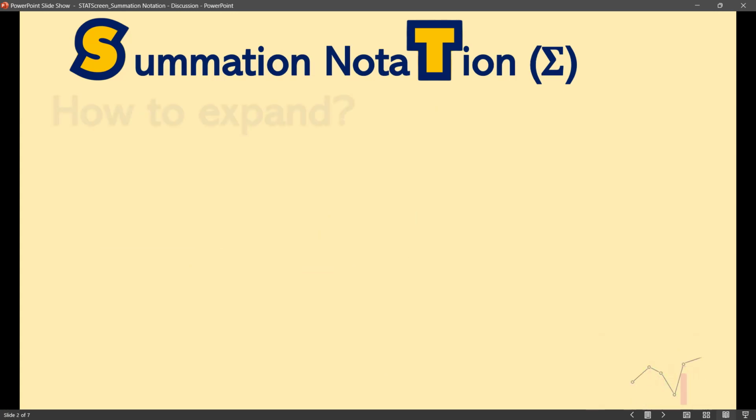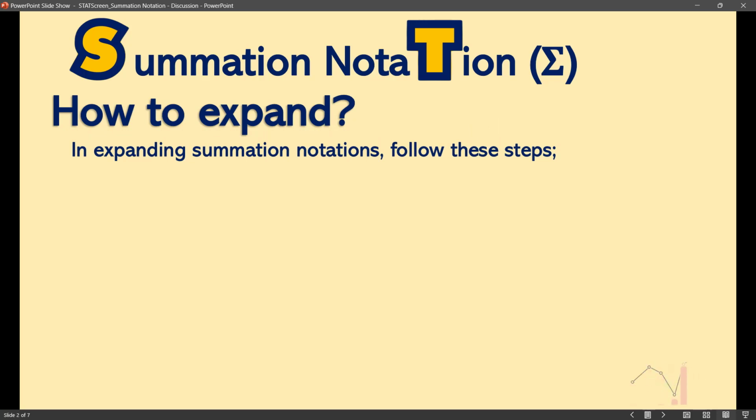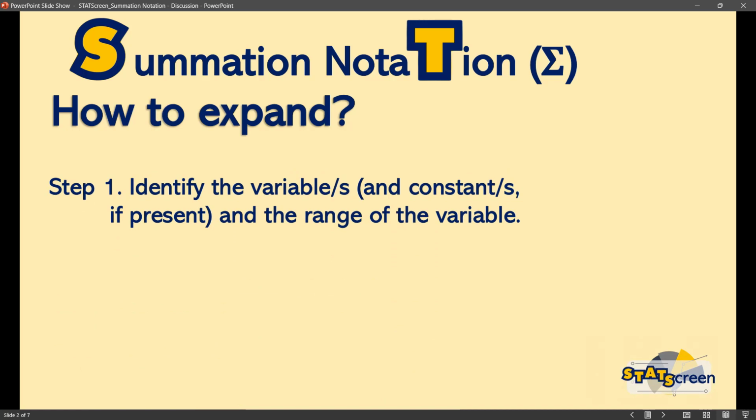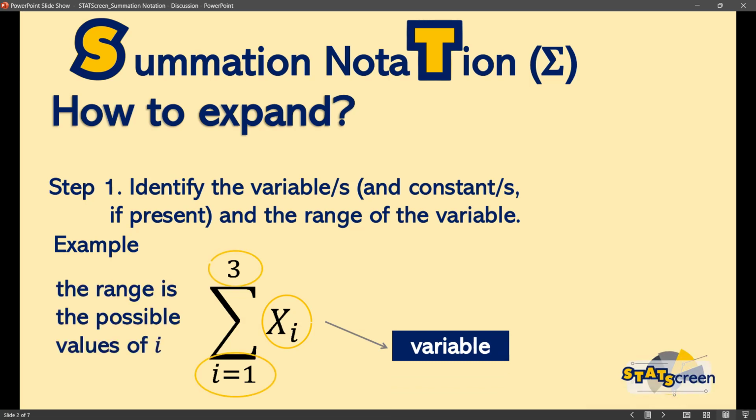In expanding summation notation, we may follow two different steps. These two steps are very important because this will tell us the correct notations to be used. Step 1. Identify the variables, the constant, and the range. For example, in this summation notation, this is your running variable. Then, the range is all the possible values of i, signified by your upper and lower limits. In short, the range is from 1 to 3 in this given summation notation.